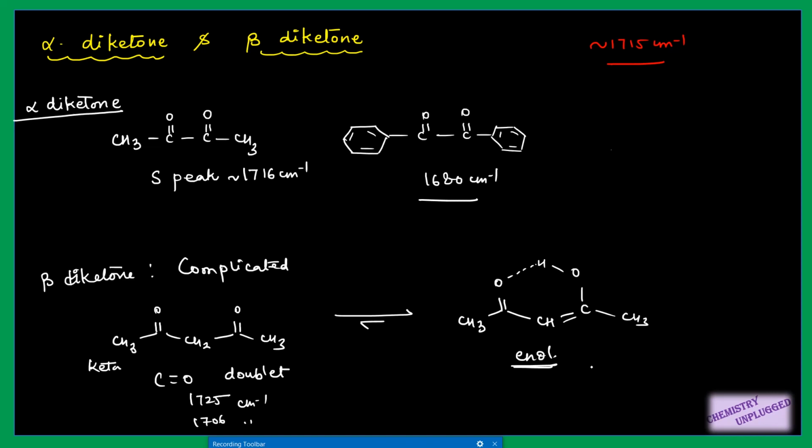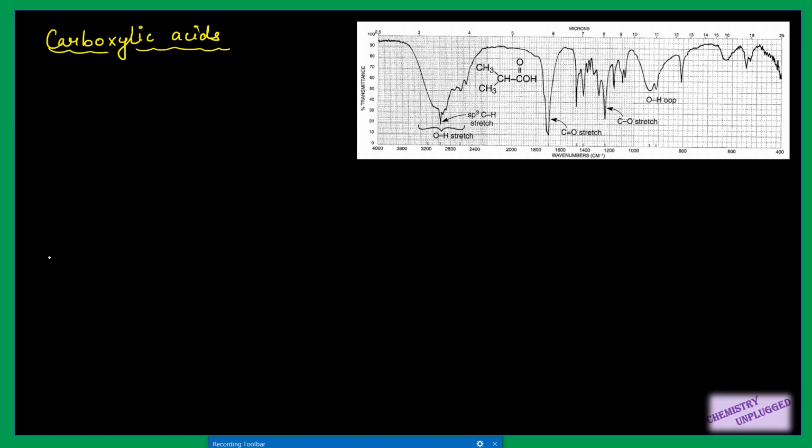Then for the enol form, definitely this value will decrease. For CO you will have a value close to 1620 centimeter inverse, and additionally you will also have one OH peak, but this peak will be weaker in nature. So you will have a weak broad peak, close to 3200 to 3400, which is the range for OH vibrational frequency, right? So this beta diketone is more important, so you have to remember this one. Next is carboxylic acid.